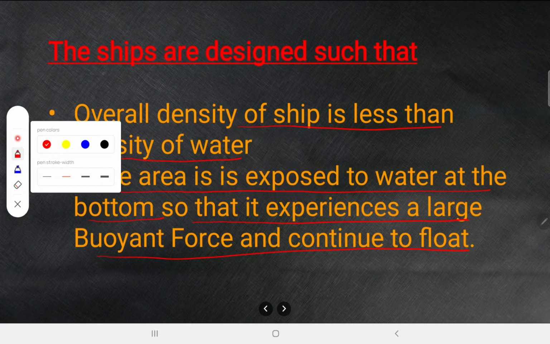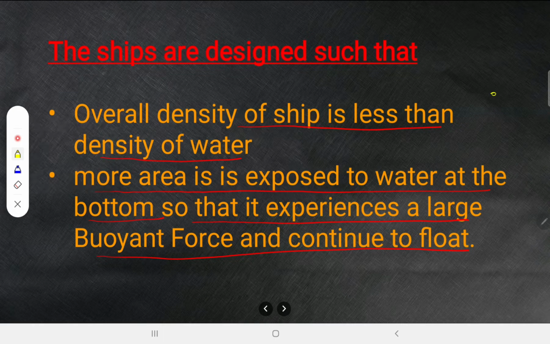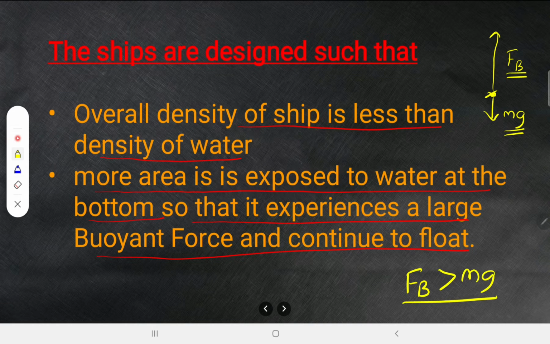If you draw the free body diagram of that ship, for example, this is the ship, the weight will be acting like this, and the buoyant force will be this much. Look at this. This buoyant force is more. The buoyant force magnitude is more, and this weight value is less. So as the buoyant force is greater than the weight, it is going to float. This is one reason. And another reason is its density is made less than the density of water.